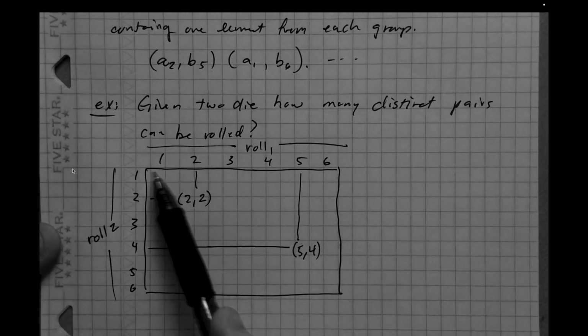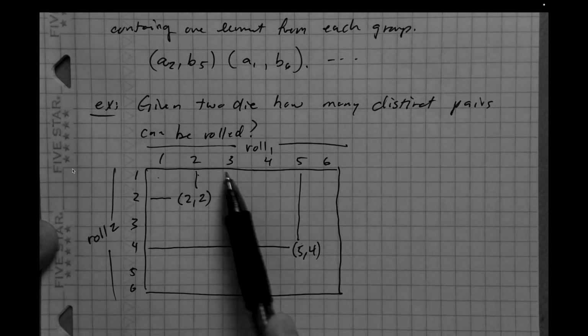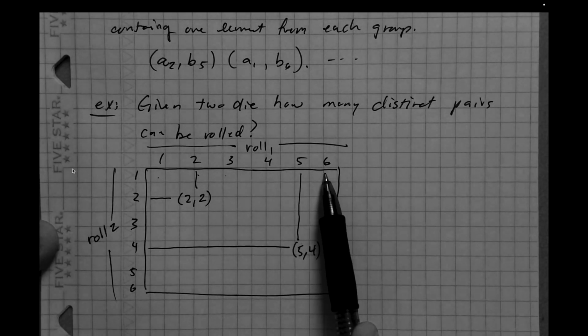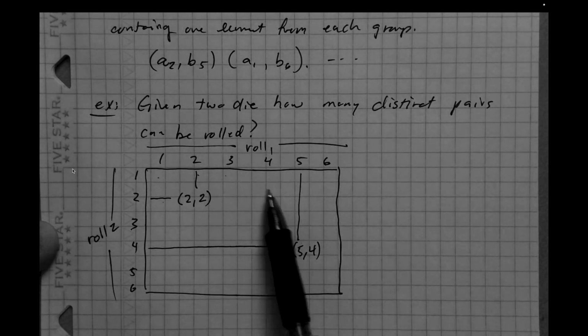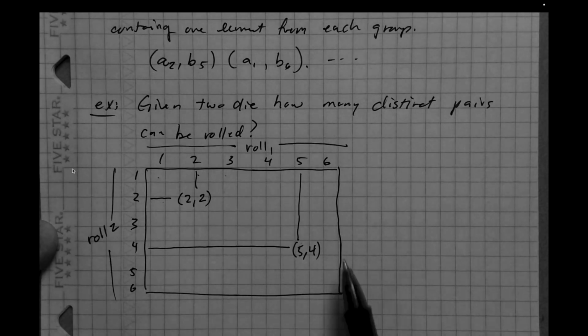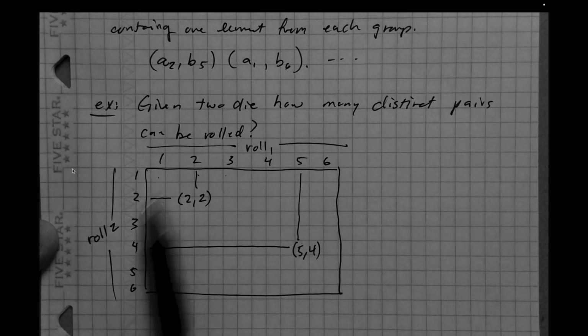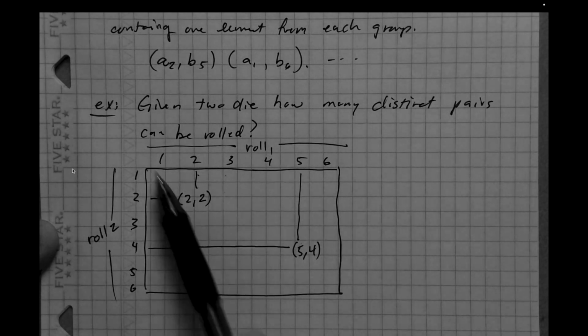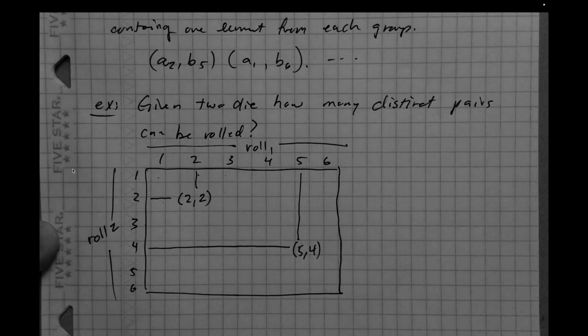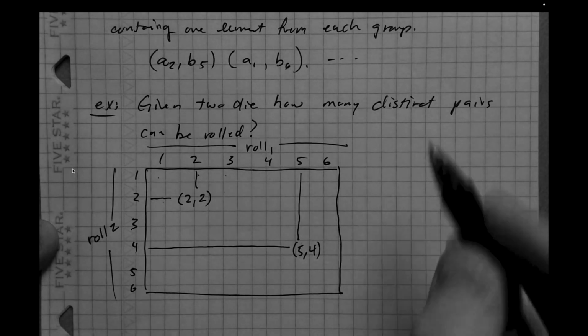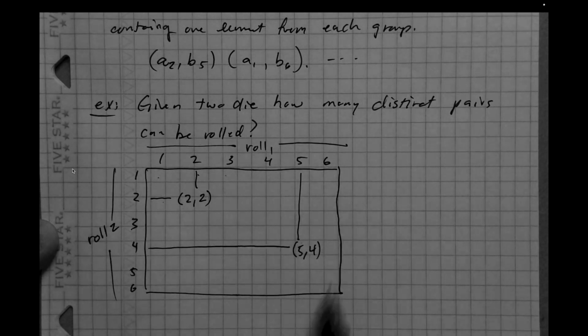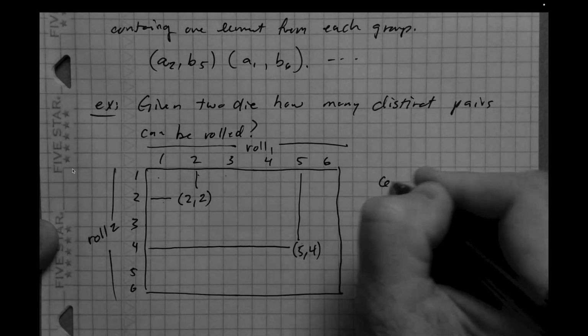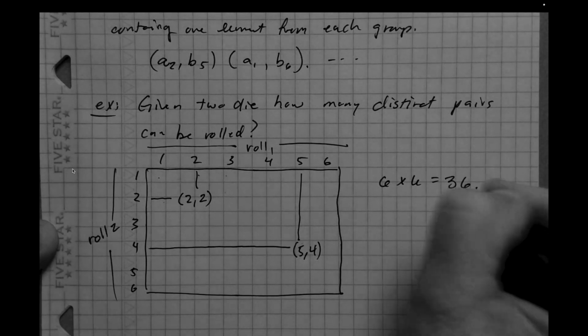You can see that I'm going to have 1,1; 1,2; 1,3; 1,4; 1,5; 1,6; 2,1; 2,2; 2,3; 2,4; 2,5; 2,6, and all of them through here's the 6,6 down here. The intersections on this grid capture all of the different distinct pairs that can be rolled. If I were to find the area of this grid, it would just be 6 times 6 equals 36.